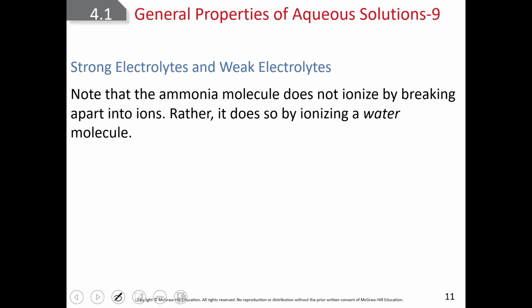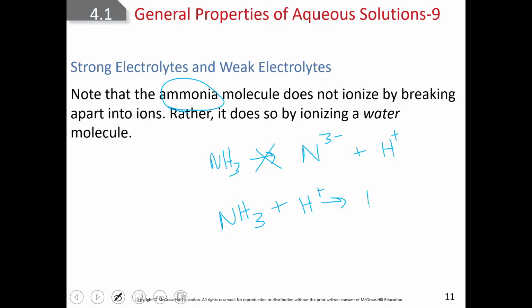So I want to just note that ammonia does not actually ionize by breaking apart into ions. So when ammonia, which is NH3, does not break down into this. That does not happen. What actually happens is ammonia picks up a hydrogen ion from solution.